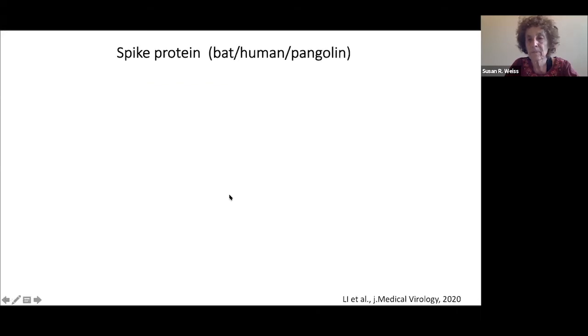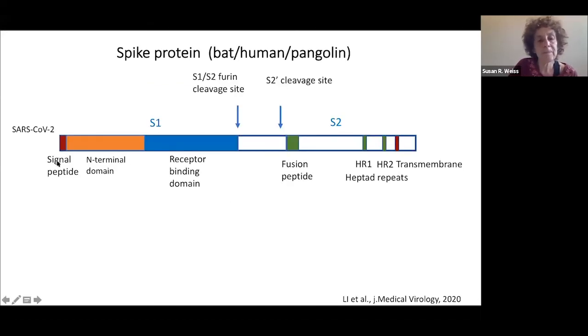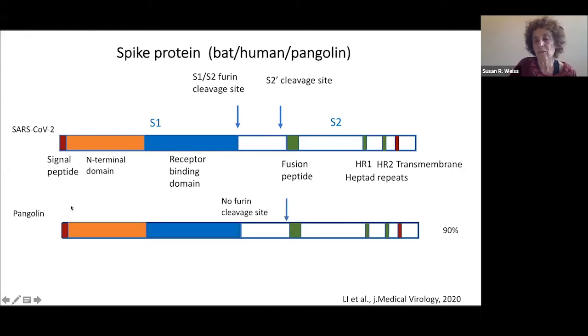So let's look a little bit more at the spike protein. Here's the spike protein of SARS-CoV-2, and here's the S1, S2 furin cleavage site, and the second S2 cleavage site here, the fusion peptide. So this is a simpler way of looking at the protein. And here is the protein from the pangolin. As I said before, there's been a lot of speculation that there may be a pangolin coronavirus that's a precursor to SARS-CoV-2. And indeed, the receptor binding domain of the pangolin virus is very closely related to that of SARS-CoV-2. But the entire spike protein is not. It's about 90% related. And again, the furin site, this telltale furin site in SARS-CoV-2, is not present.